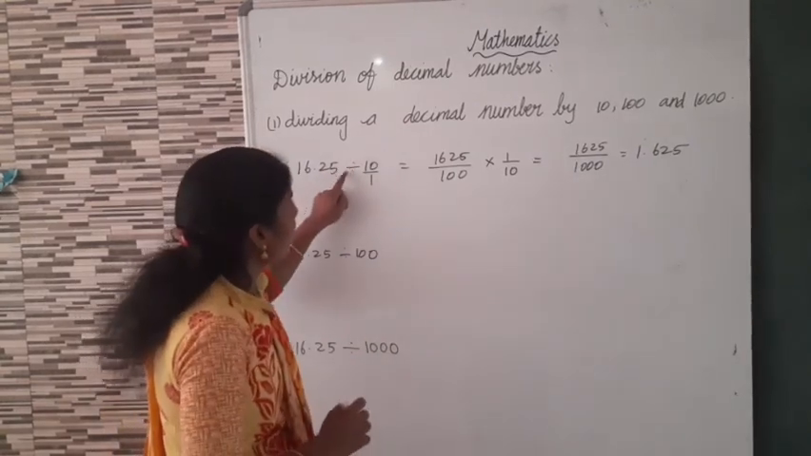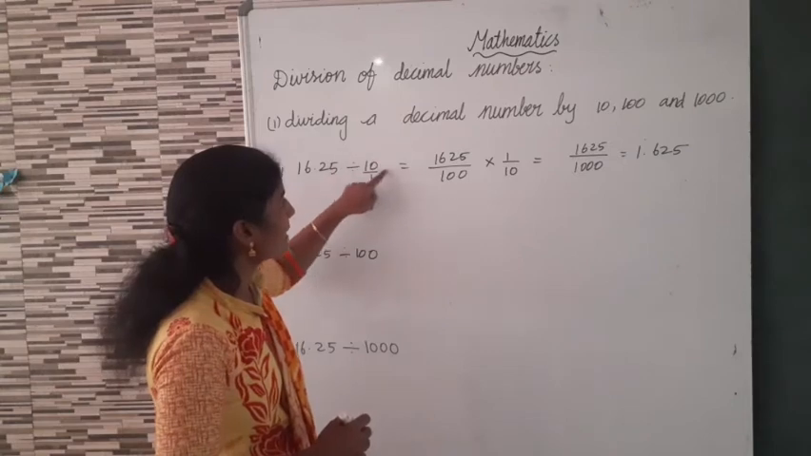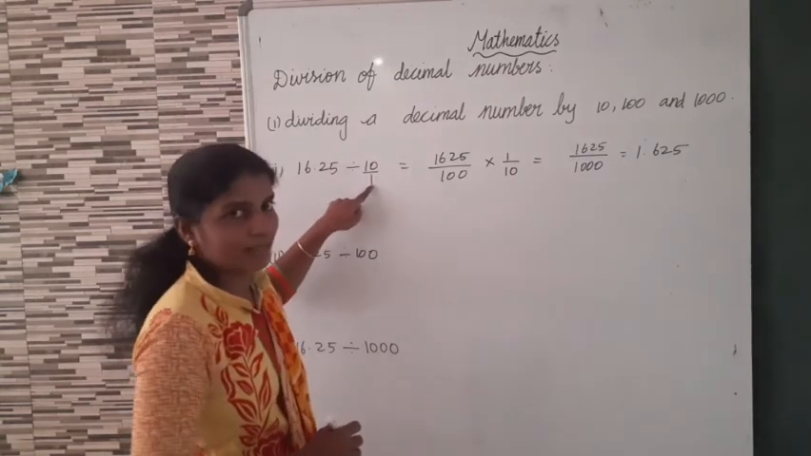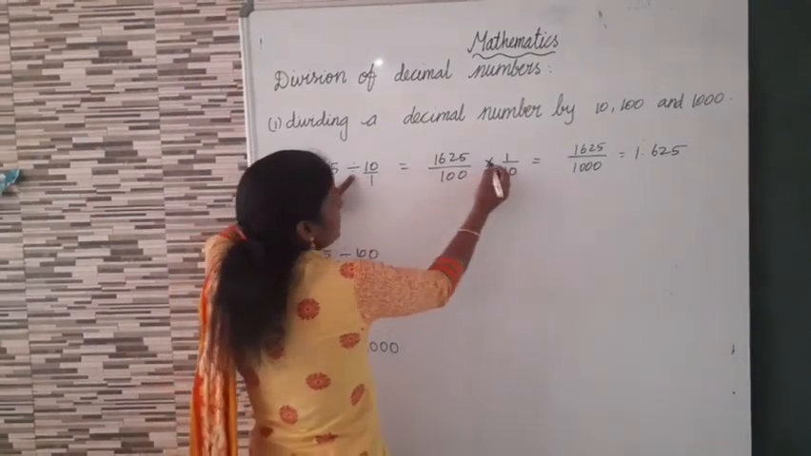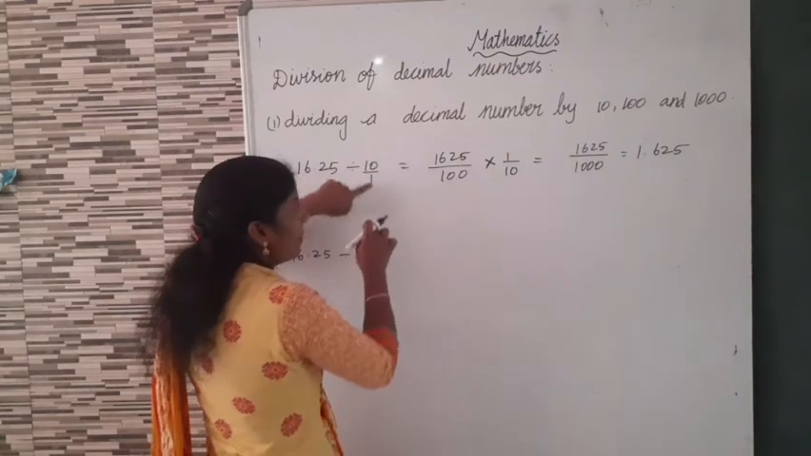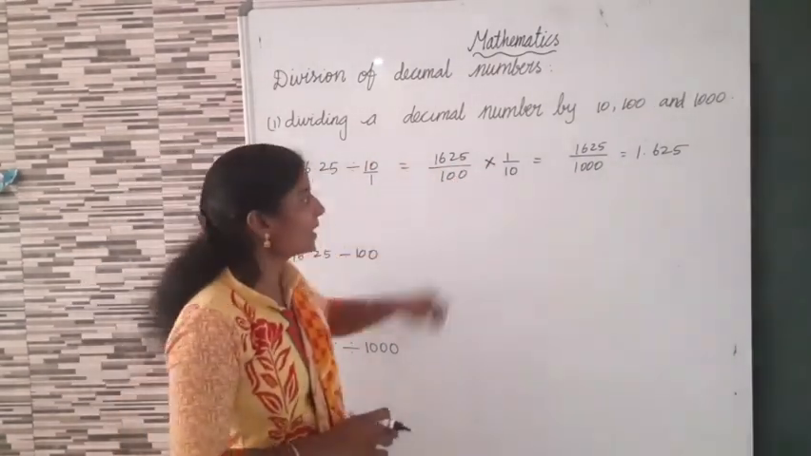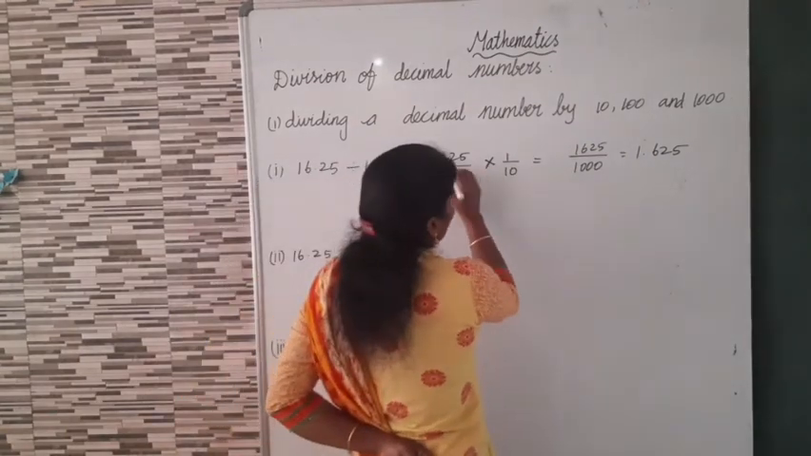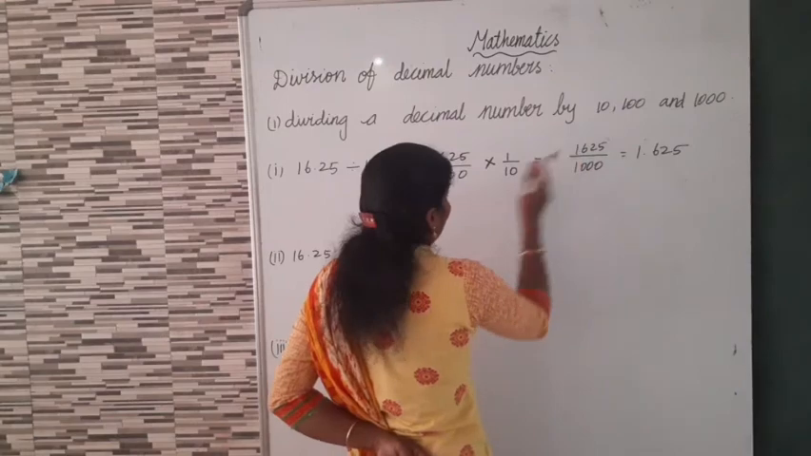This division symbol is changed into a multiplication symbol. We write the reciprocal of 10 by 1, isn't it? We have already learned this. So this division symbol is changed into a multiplication symbol, and we write the reciprocal of 10 by 1. What's the reciprocal? 1 by 10, isn't it? So now we can multiply 1625 into 1, 1625.